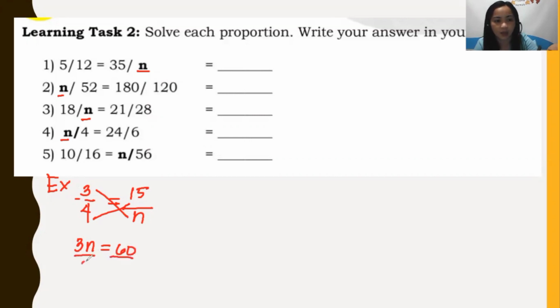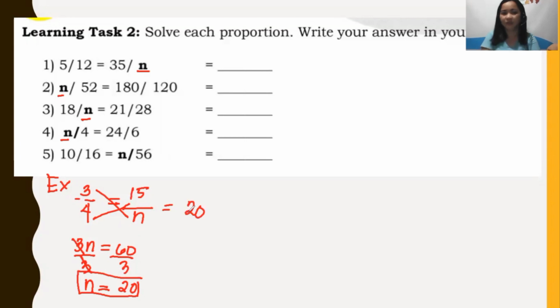Dividing both sides by 3. So hindi pwedeng yung isa ay 3 at yung isa ay 4. Dapat iisang number. Kung ano yung katabi ng n, yun ang ipang-divide nyo. So we have n, cancel. We have n is equal to 60 divided by 3 is 20. Therefore, the answer is 20. So this is an example for this learning task number 2. So kung nalilito pa rin kayo, balikan niyo yung mga previous part nitong video na ito na andun kung paano sasagutan ng learning task number 2.